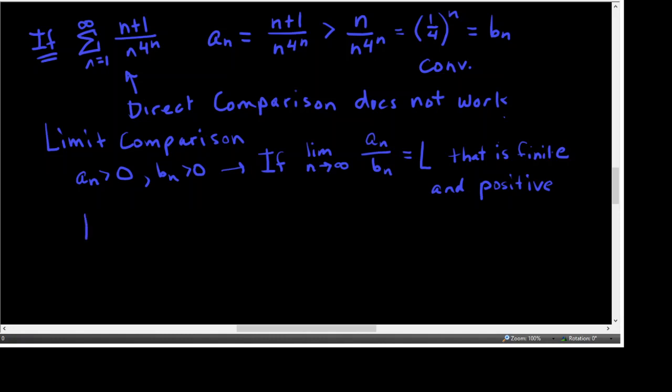Then, if that all is true, the a sub n series and the b sub n series agree with what they do. So they'll either both converge, or both diverge.